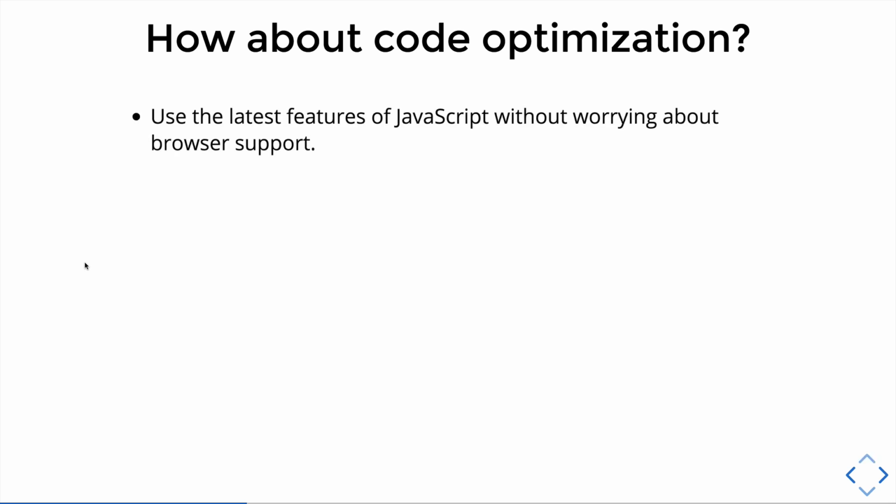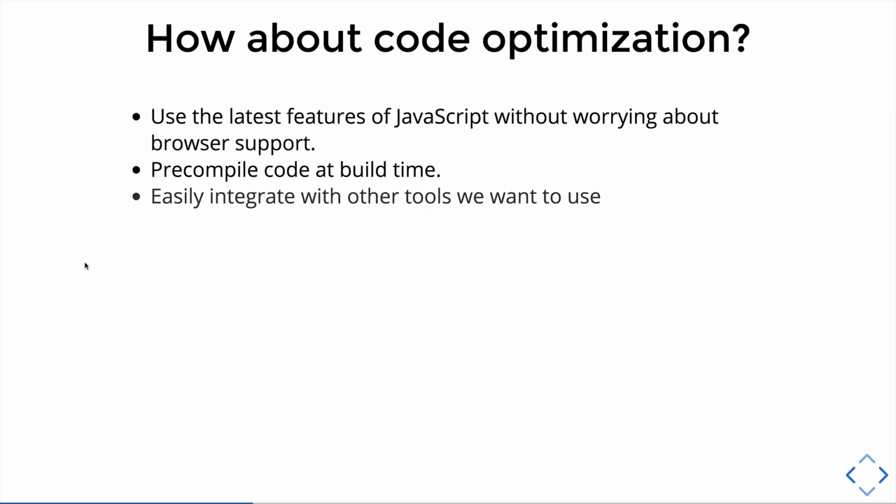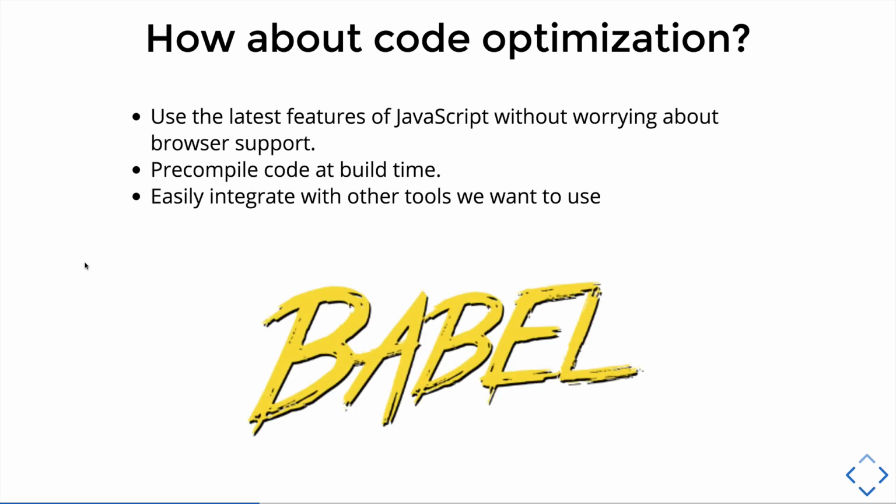Okay, so next tool, code optimization. This tool allows us to use the latest features of JavaScript without worrying about browser support. It allows us to pre-compile our code at build time, and it easily integrates with all the other tools that we want to use. And this tool is Babel.